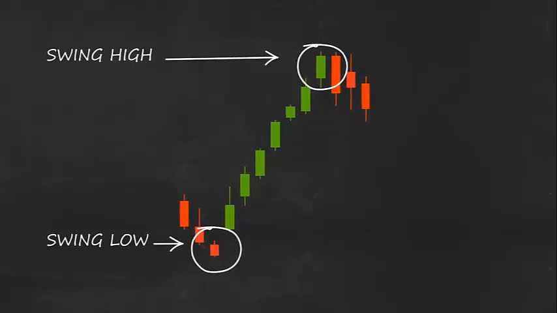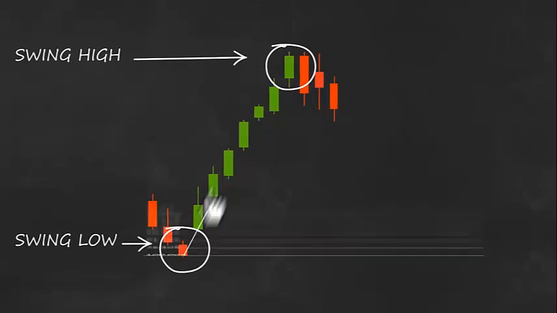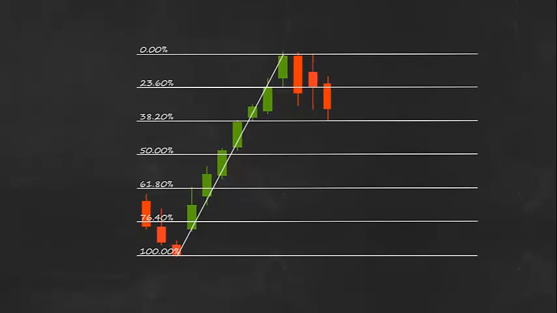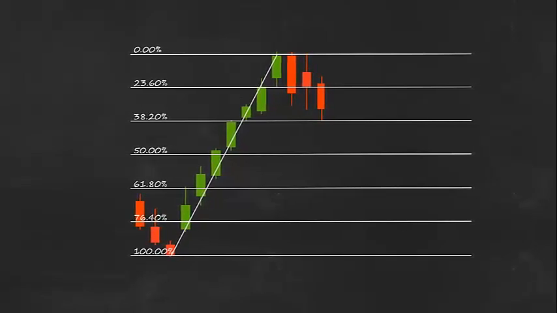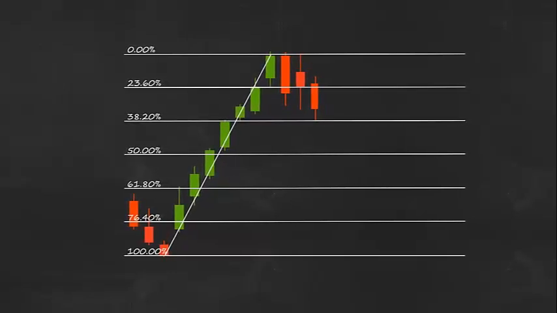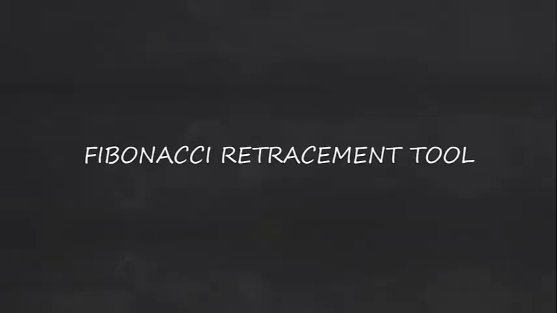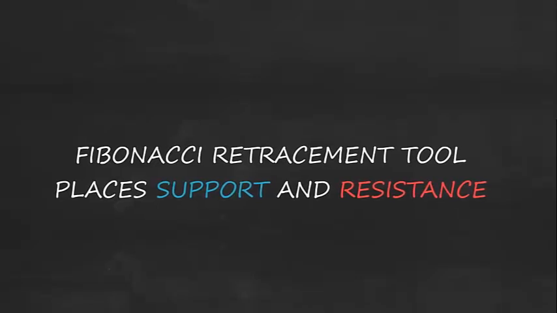Using the Fibonacci retracement tool in the trading platform, you draw a line between the swing low and the swing high. The horizontal lines that occur are the Fibonacci retracement levels, which are automatically calculated by the trading platform. The most popular Fibonacci retracement levels are the 38.2%, 50% and 61.8%. You have a Fibonacci retracement tool. It places support and resistance levels on your chart based on the Fibonacci numbers.